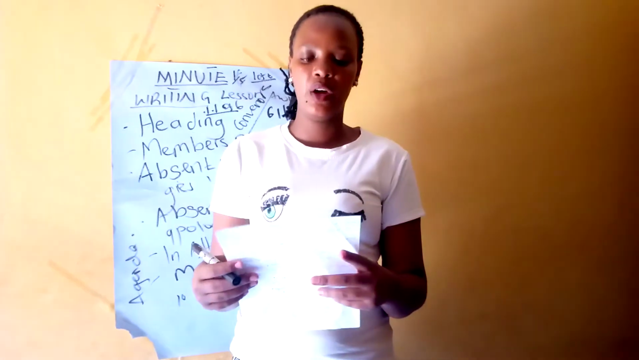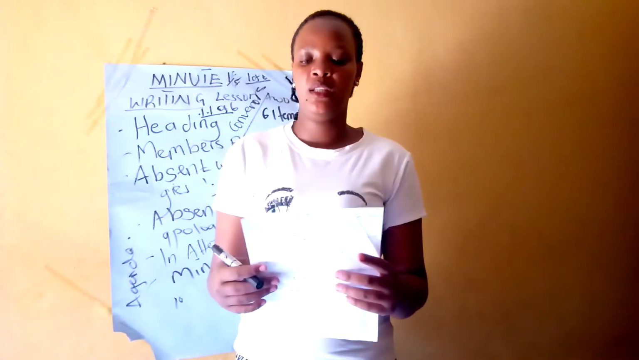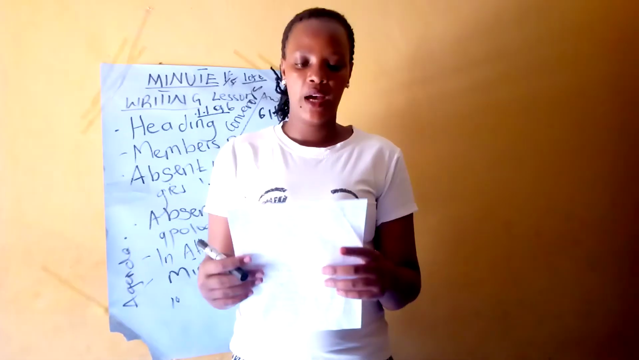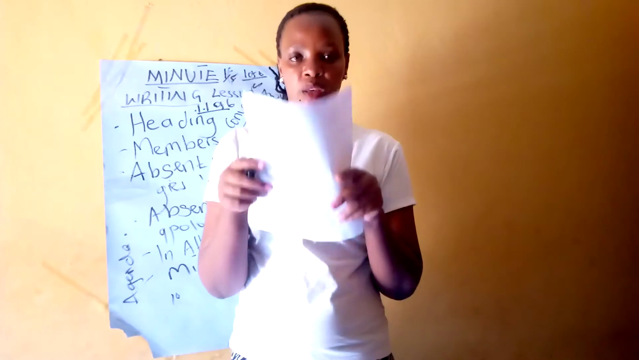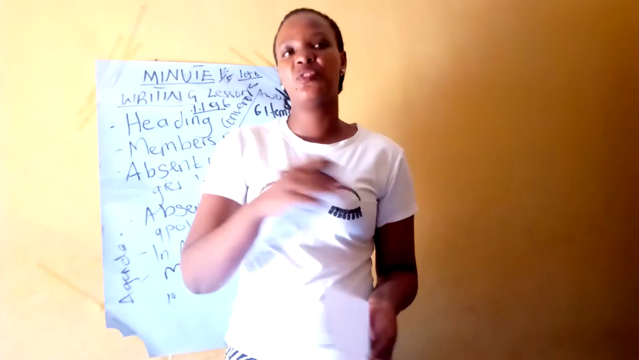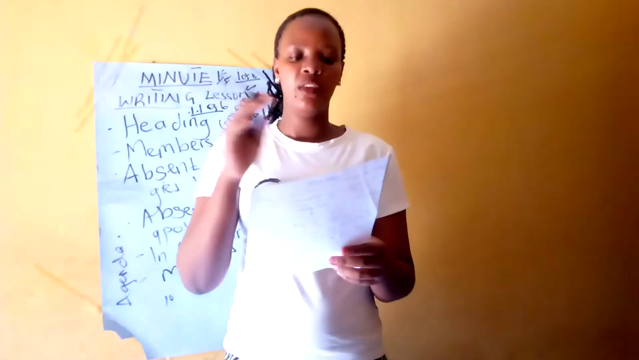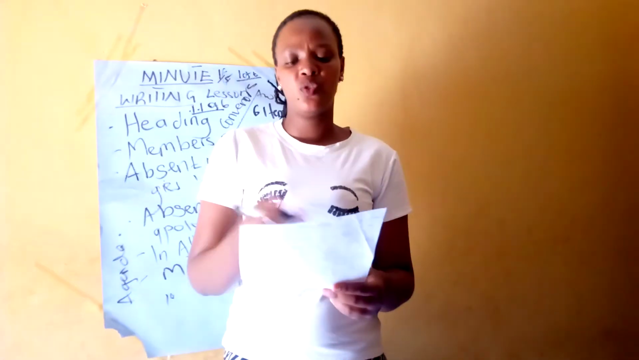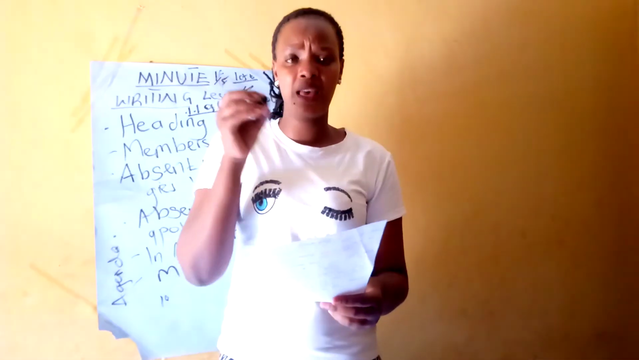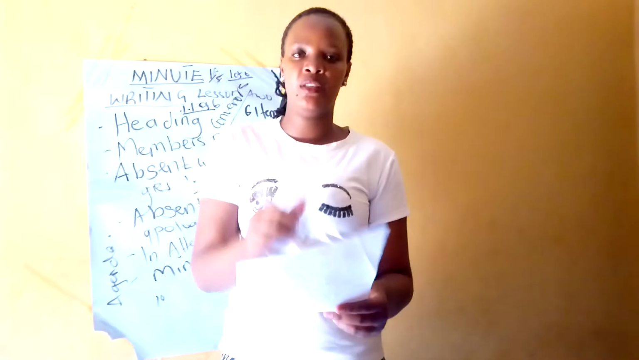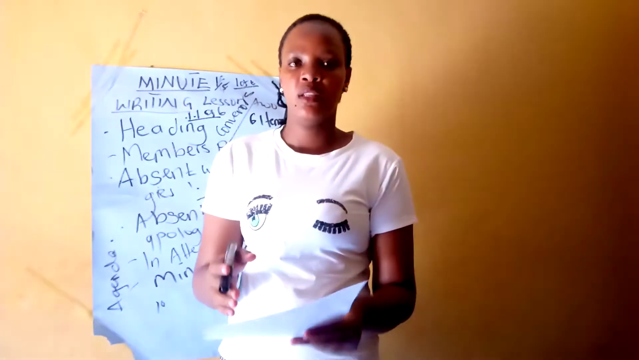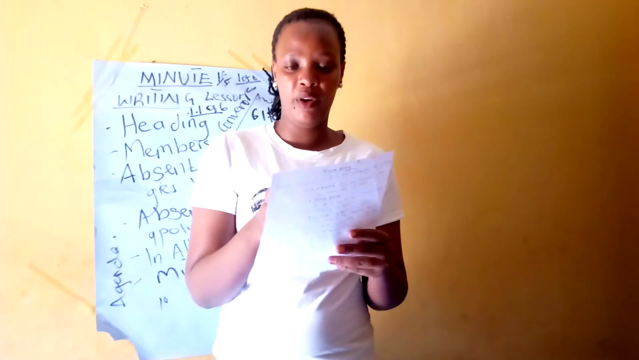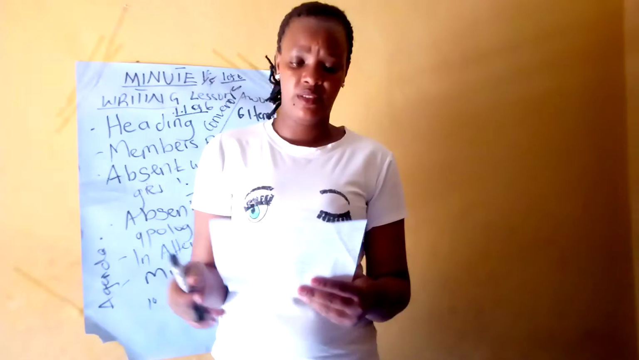So it has to be written in past tense. Let's write something down. Minutes are always written in the past tense and should be clear and concise. You have to just get to the point. There is no need of writing the whole story. If chairman talks about many things, but his aim was on something, it's what you write. Chairman requested this and that. You just get to the point. That is to be clear and concise.